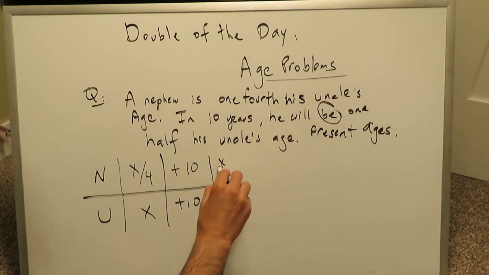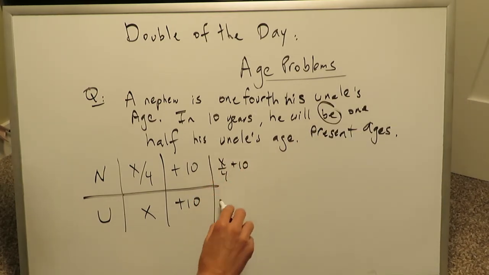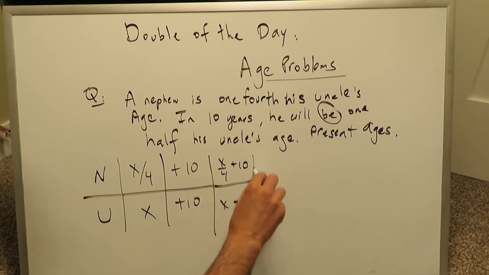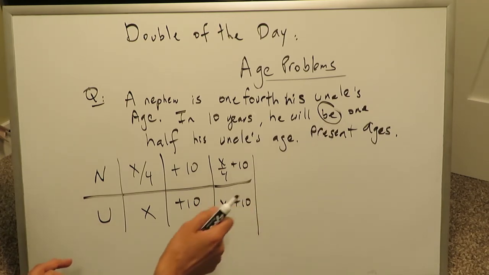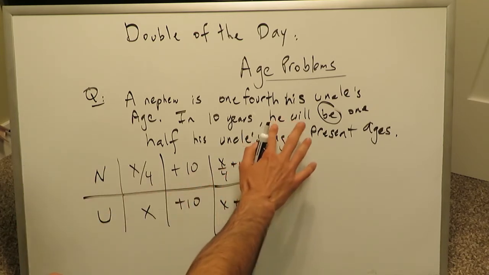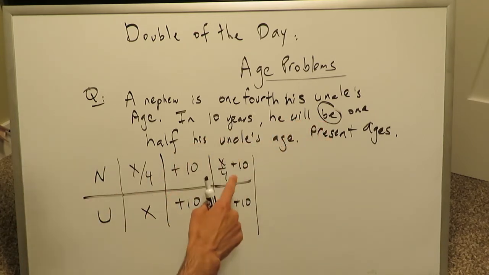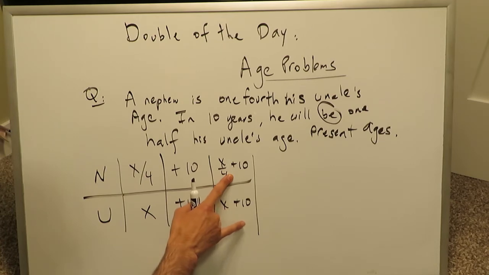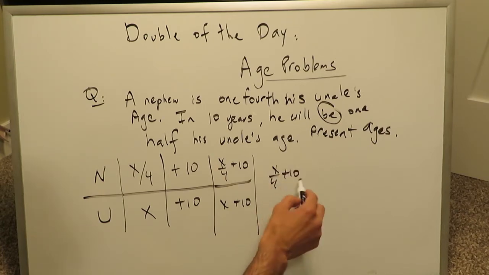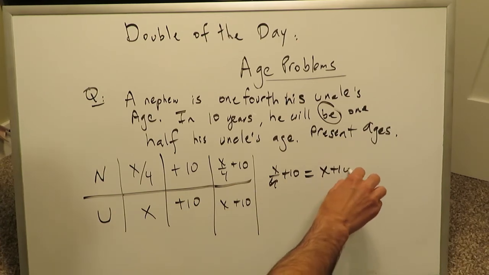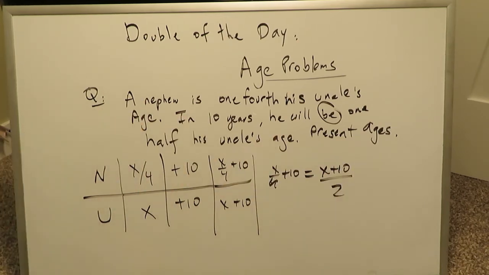So let's bring what we have. We have x over 4 plus 10, and here we have x plus 10. This is what we have identified so far. In maths, he will be is synonymous with the word is, which is in math an equal sign. It says he will be 1/2 his uncle's age. So this person will become 1/2 of his uncle's age, and that's how you're going to identify this. So x over 4 plus 10, in 10 years the nephew will be 1/2 his uncle's age. And that right there is your relationship.